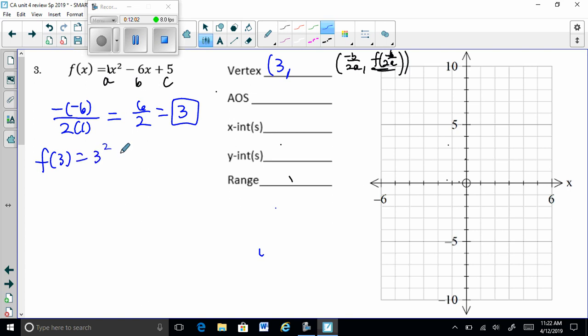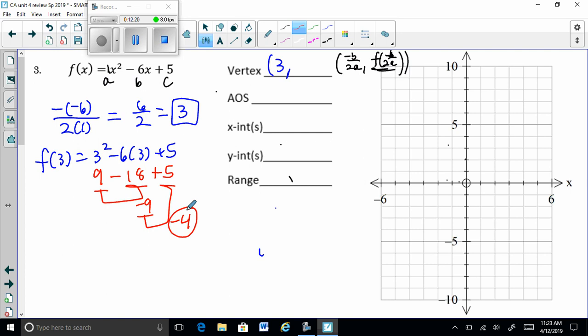So we'll have 3 squared minus 6 times 3 plus 5. So we're going to get a 9, take away 18 plus 5. So 9 take away 18 is negative 9. Add 5 to that, and you're going to get a negative 4. So its partner here is going to be negative 4. Okay, so let's see, we're at 1, 2, 3, down 4. So we're right there. That's where the vertex is, and the axis of symmetry would just be x equals 3.